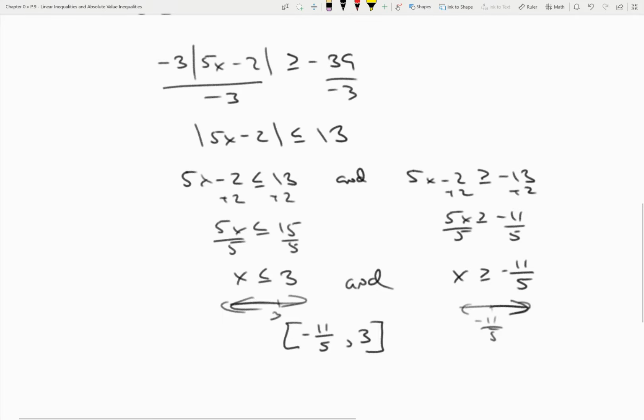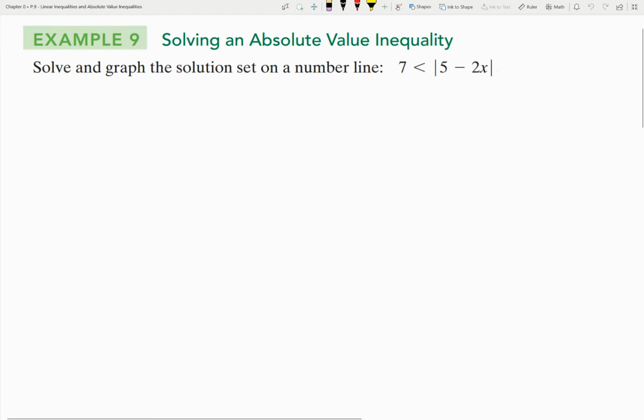I don't like the way this is written. Okay, so I would, of course, switch it to 5 minus 2x, and the inequality still has to open the same way in order to be equivalent, right? So when I flip it around, I have to flip the inequality as well. And now we have a greater than inequality.